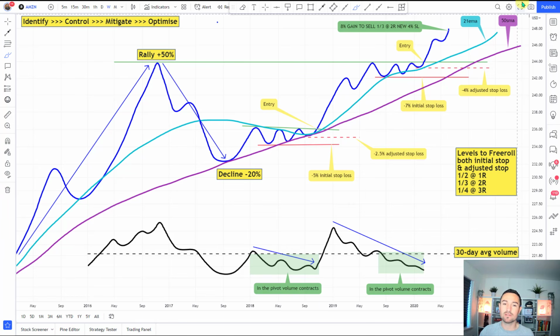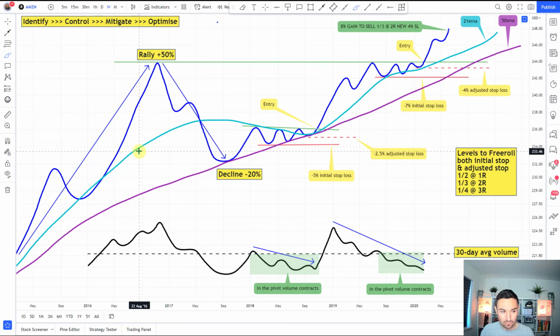However, if price starts getting extended, and I'll draw it over here, if price starts getting extended from the 10 EMA, then I'll be looking to choke off part of the position. It kind of depends on the action, whether I do part or all of the position, how big the gain is, what the candlesticks are, what the volume profile is as well.